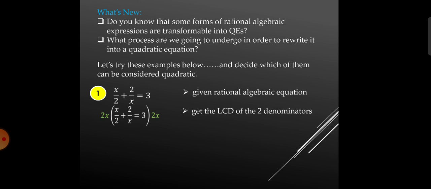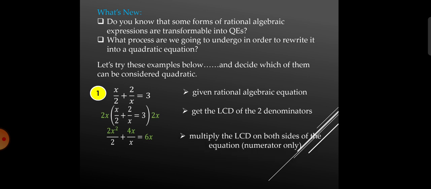So get the least common denominator, or the common factor of the two denominators, which is 2x. So we multiply that 2x to the numerator. So 2x times x, 2x squared. Copy denominator 2. Then plus 2x times 2, 4x. Copy denominator x. Equals 2x times 3, 6x. See the green. Multiply the least common denominator on both sides of the equation. Numerator only. Take note of the green.